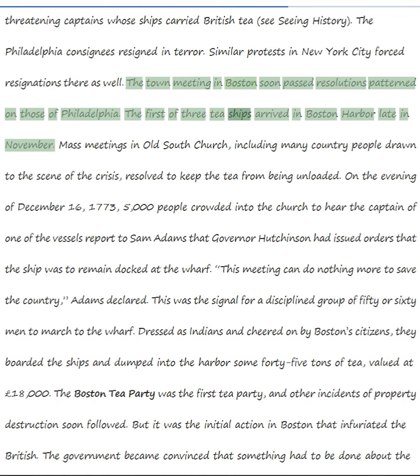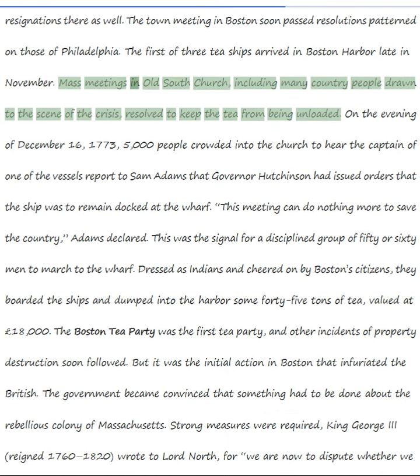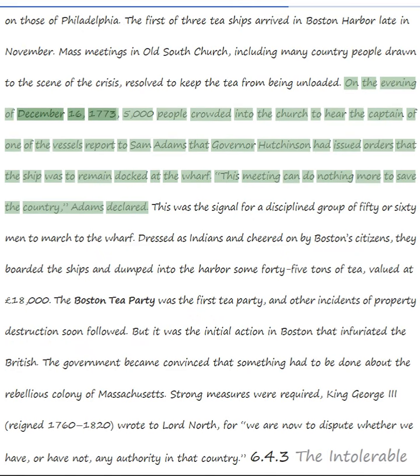The first of 3 tea ships arrived in Boston Harbor late in November. Mass meetings in Old South Church, including many country people drawn to the scene of the crisis, resolved to keep the tea from being unloaded. On the evening of December 16, 1773, 5,000 people crowded into the church to hear the captain of one of the vessels report to Sam Adams that Governor Hutchinson had issued orders that the ship was to remain docked at the wharf. "This meeting can do nothing more to save the country," Adams declared.